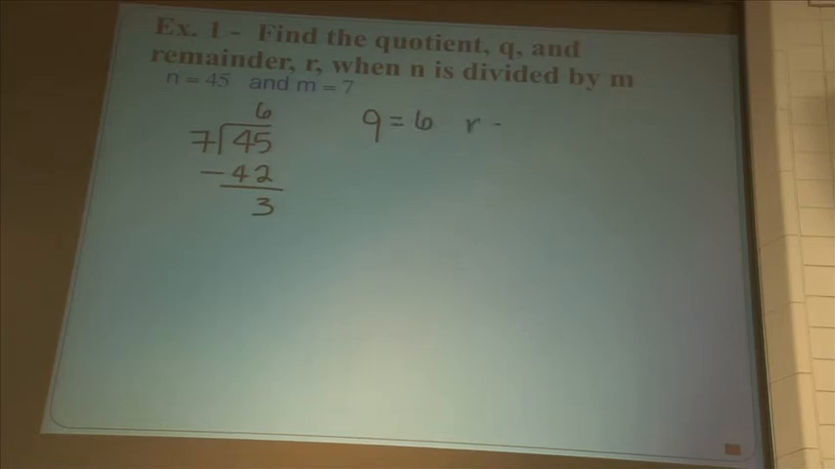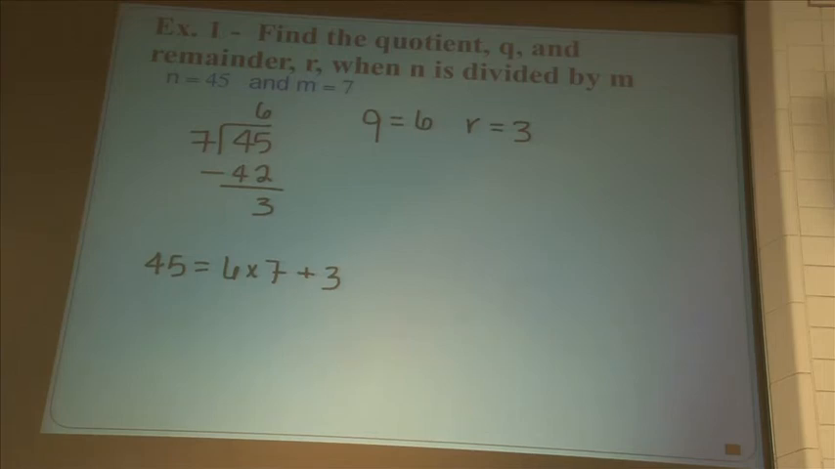Our remainder is 3. Now, if we want to be really fancy about it and rewrite our original number n, we can say 45 is equal to, talking about n, the number on top of the house, so there's our 6, times the number outside the house, 7, plus your remainder of 3.